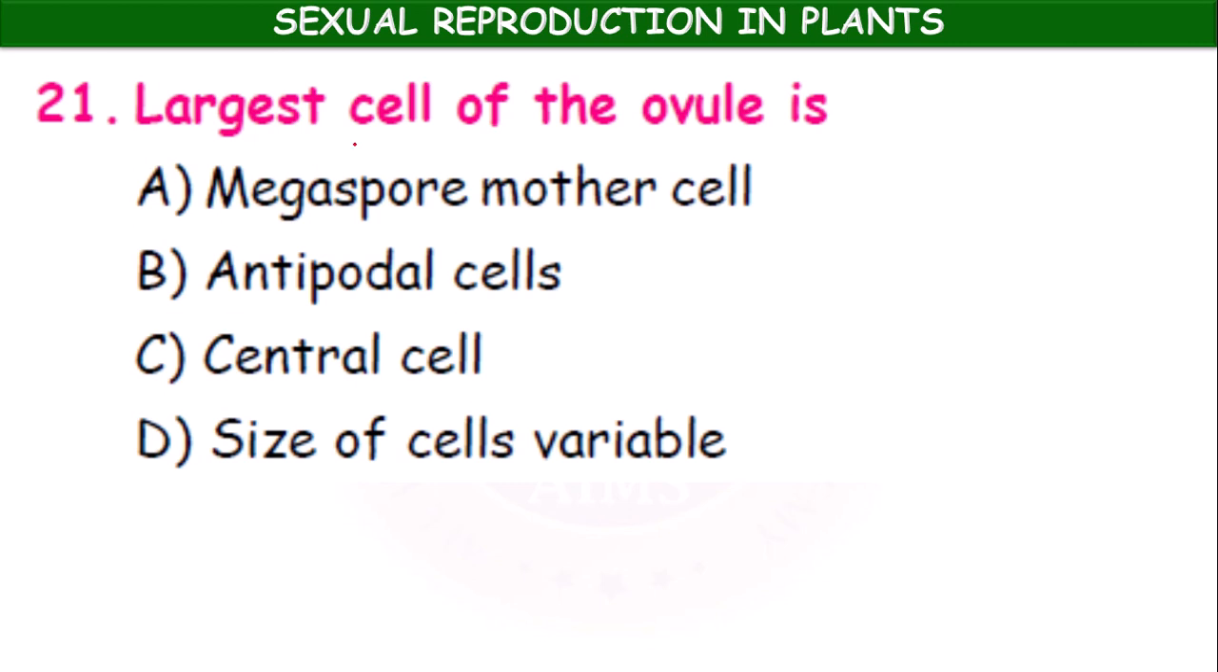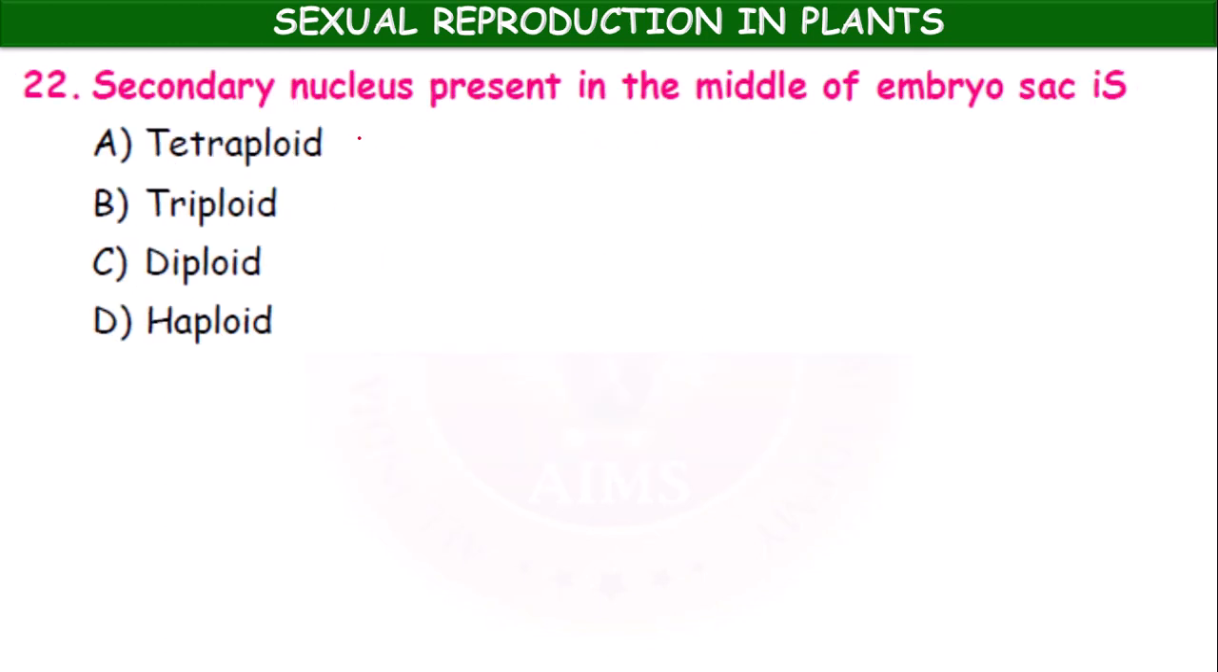The largest cell of the ovule is megaspore mother cell, antipodal cell, central cell. Size of the cells is variable. Which one? Central cell. It is diploid, and it is the largest in the ovule. The secondary nucleus present in the middle of the embryo sac is tetraploid, triploid, diploid? Tetraploid means 4n, triploid means 3n, diploid means 2n, haploid means 1n. Which one? Diploid.